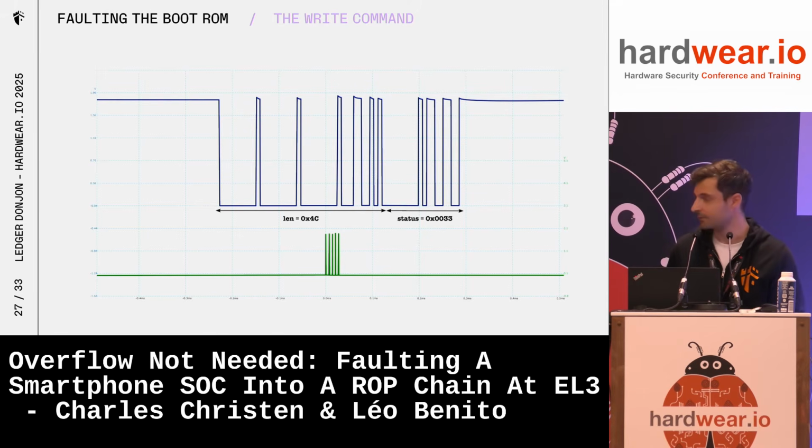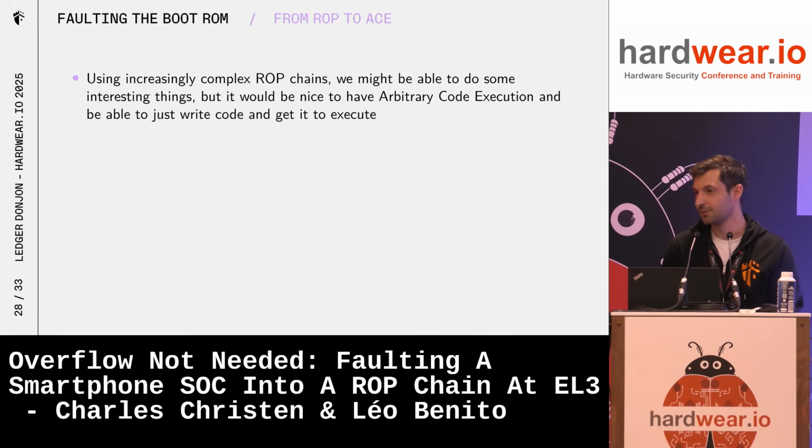Here you can see a real oscilloscope trace that I took from a successful run. You see that we get the status back, and then we get to write our data wherever we want. That's great, because now we have ROP, and we were able to confirm that we could do ROP. That's extremely powerful already, ROP at EL3. However, we really wanted to do more interesting things with that. It would be very convenient to just be able to write code, compile it, and give it to the SOC to execute.